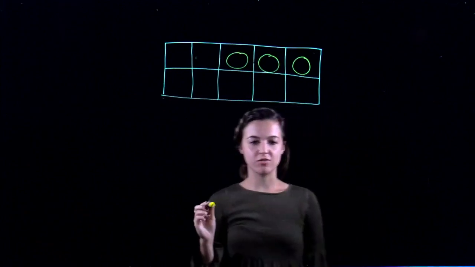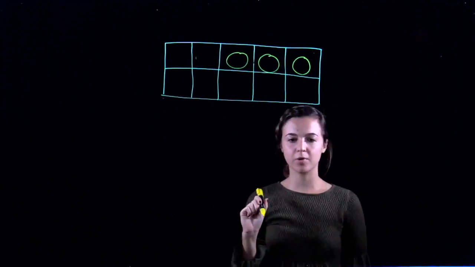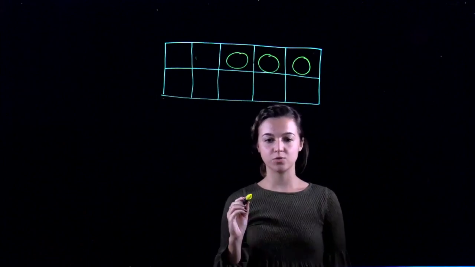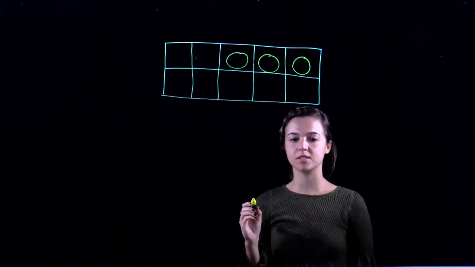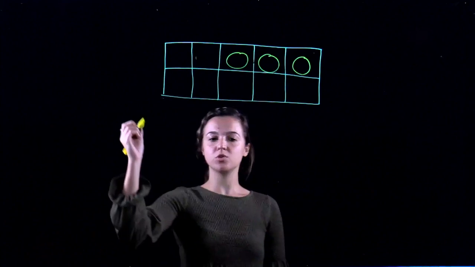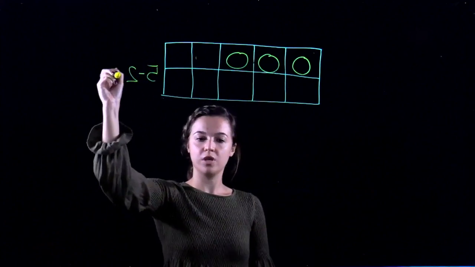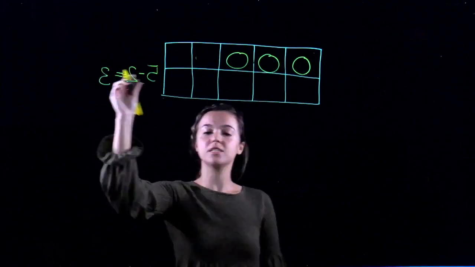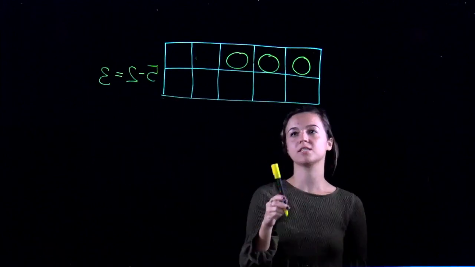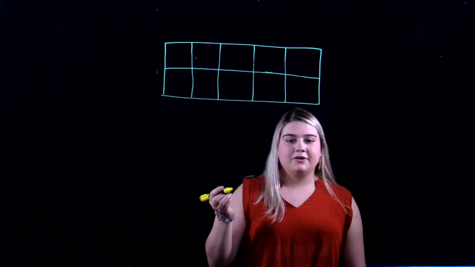We are given this 10 frame. To determine this number quickly, we can either subtract 2 from 5 or count the boxes that are filled in. If we use subtraction, we get 5 minus 2 is 3. So this 10 frame represents the number 3. Let's try one more example.